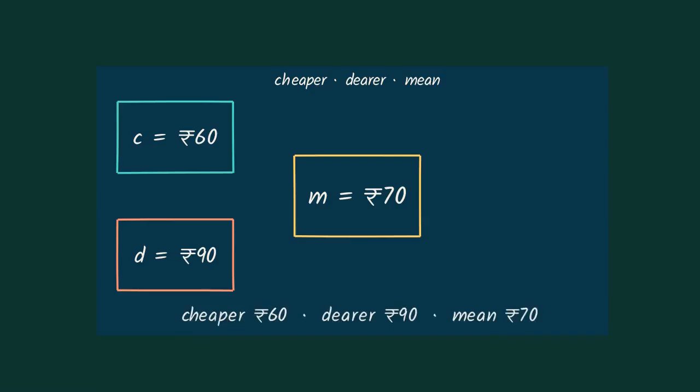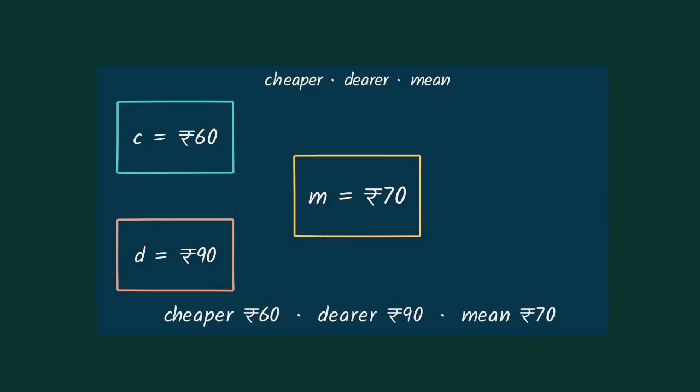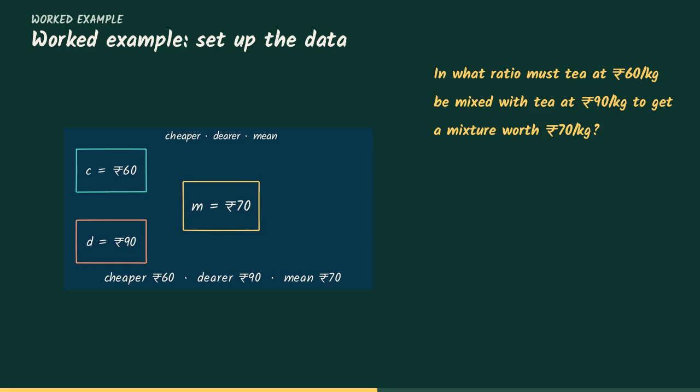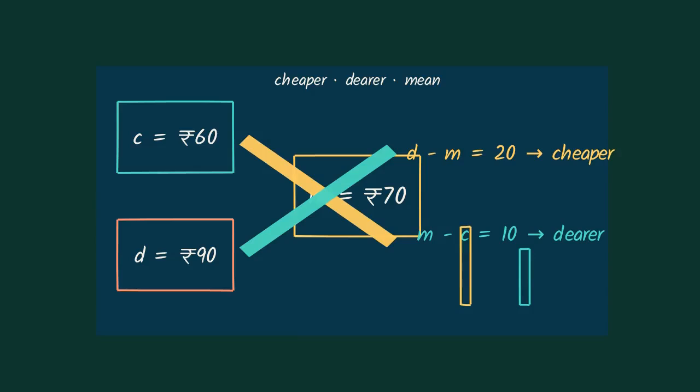Mix Indian rupee 60/kg and Indian rupee 90/kg tea to a Indian rupee 70/kg blend. Find cheaper, dearer. Cheaper C equals 60, dearer D equals 90. Mean M equals 70. This gives named.